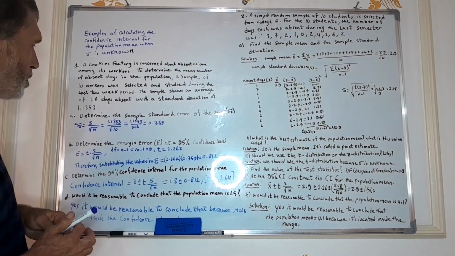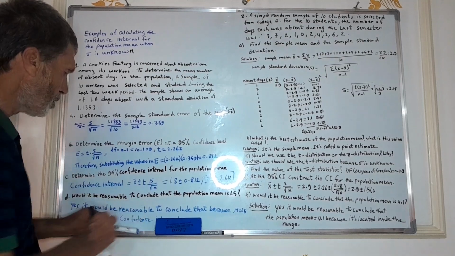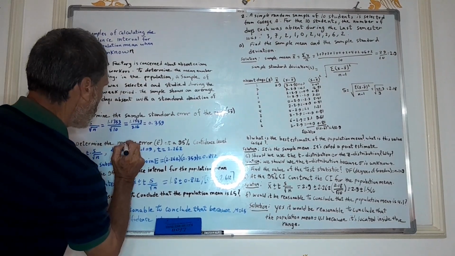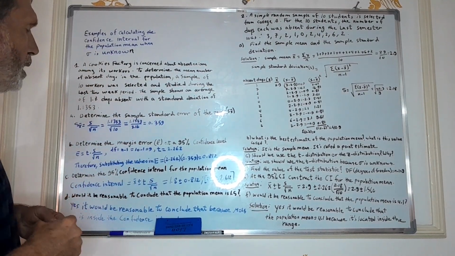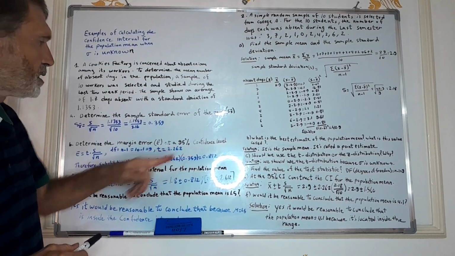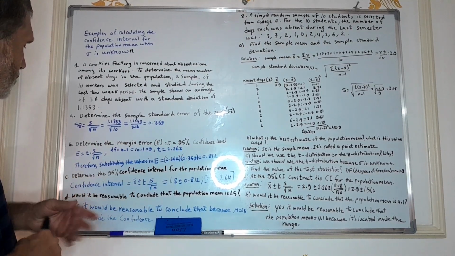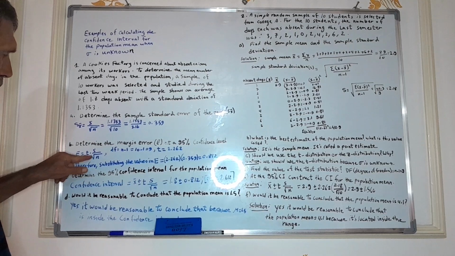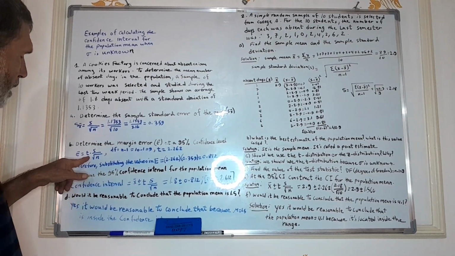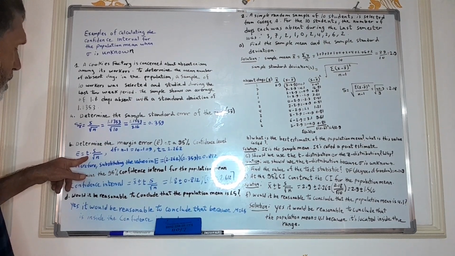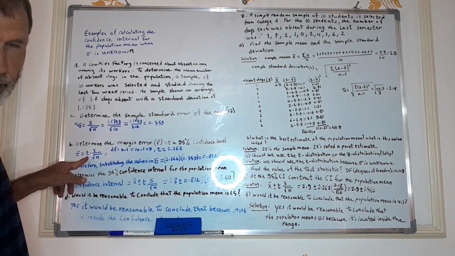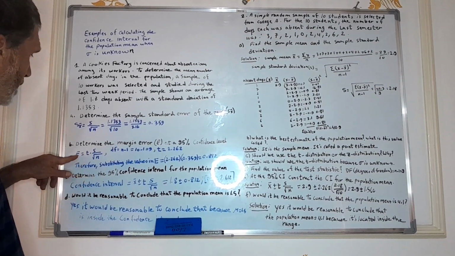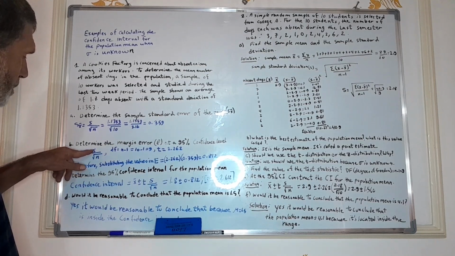Determine the margin of error. The margin of error E at a 95% confidence level is E equal to t times s over radical n. Here we use the t distribution rather than Z. Why? Because the standard deviation of the population is unknown. So the margin of error is equal to t times s over radical n.